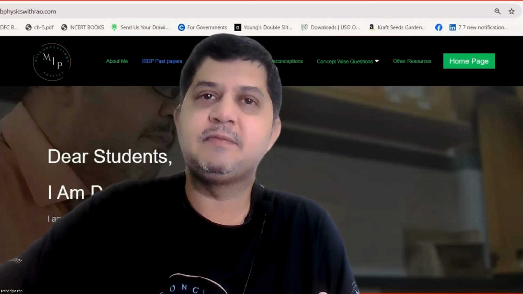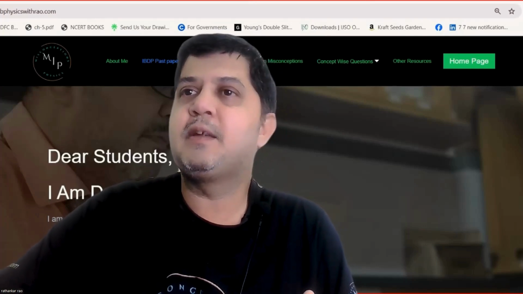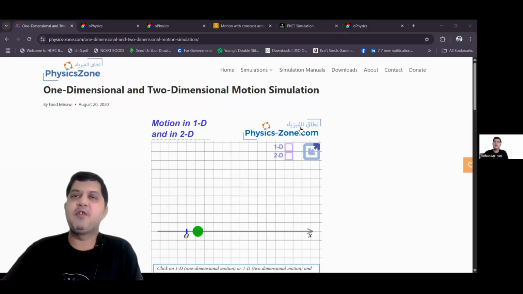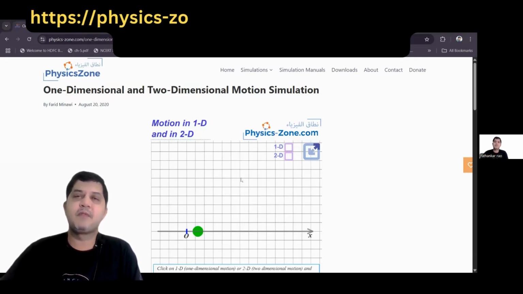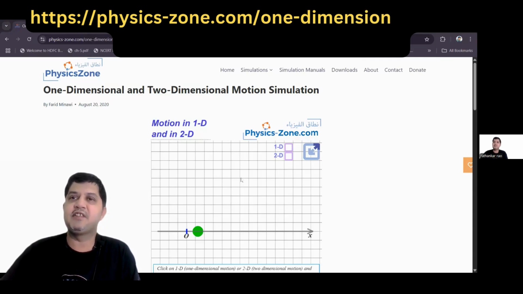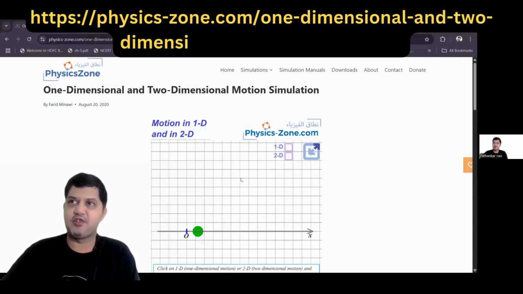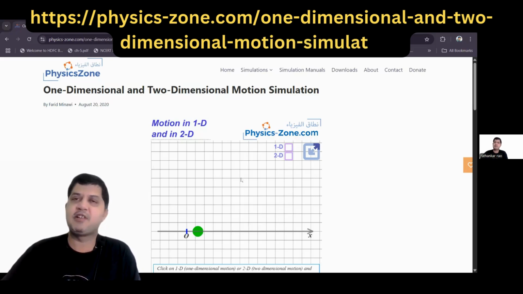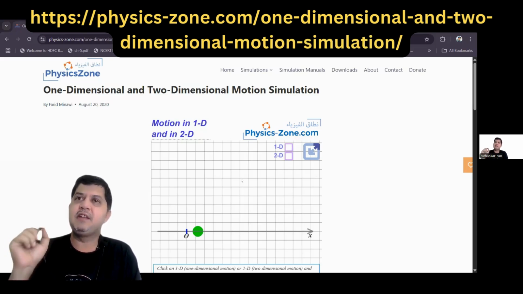The first thing is, before we start with our SUVAT equations, we initially describe what you mean by one dimension and two dimension. Two dimension is nothing but your projectile motion. One dimension is nothing but the coordinate actually changes only along the x direction or along the y direction.